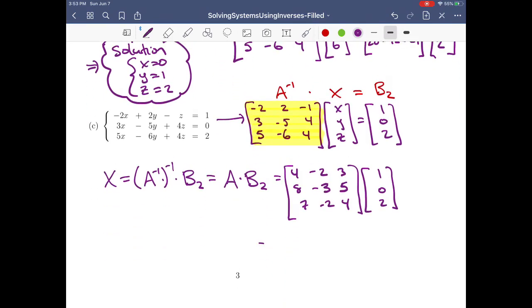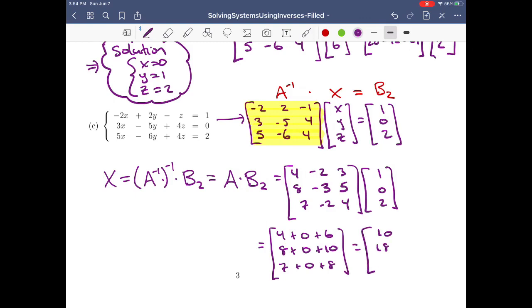Okay, so if I do that, I get 4 plus 0 plus 6, 8 plus 0 plus 10, 7 plus 0 plus 8. So I get 10, 18, and 15. Okay, so my solution here is x equals 10, y equals 18, z equals 15.